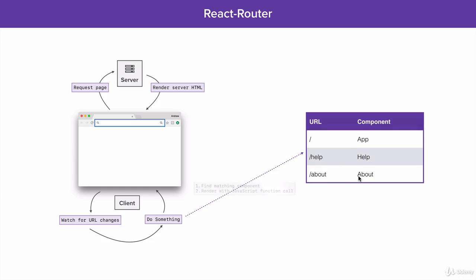So in reality, when the URL changes, we find the matching component, if any, and then we render with a JavaScript function call, something like ReactDOM.render. So using React Router, we're going to be able to re-render our application on the fly with client-side JavaScript. That's going to allow us to create a single-page application where we just swap out components, simulating the page change.